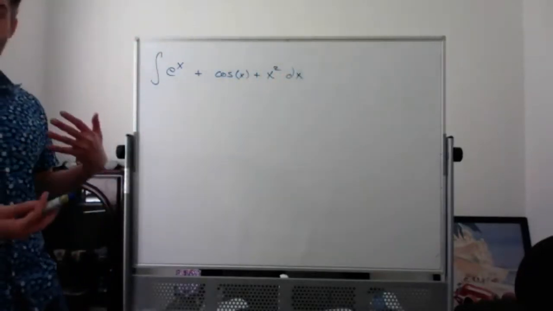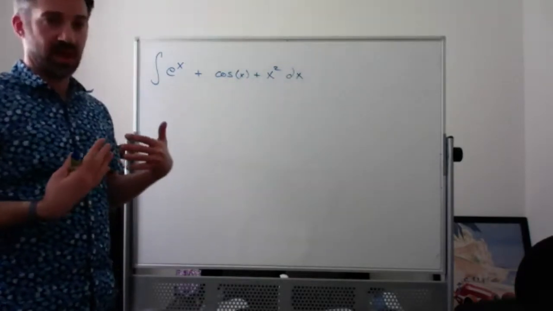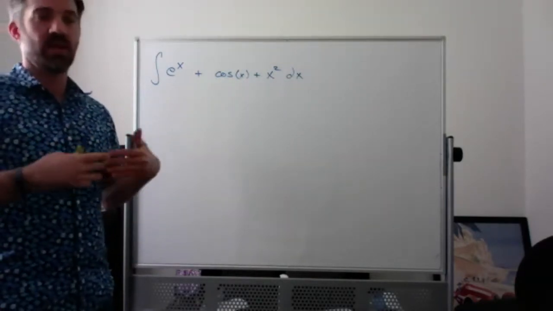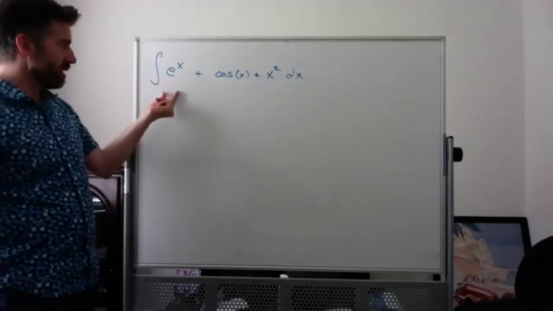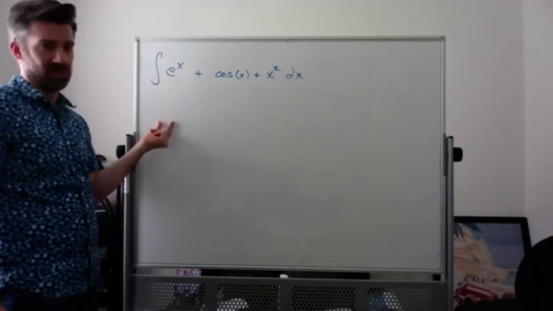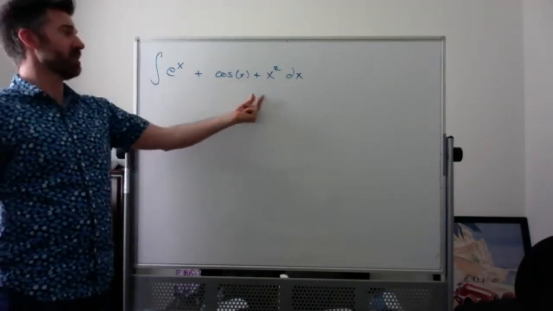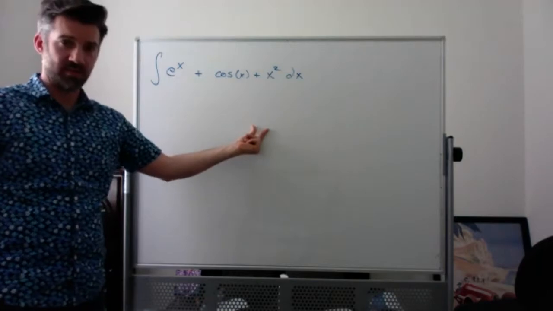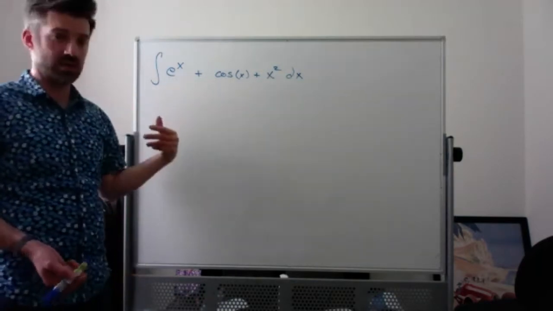So just like with derivatives, antiderivatives, if they're added or subtracted together, you can antidifferentiate them piece by piece, right? If I was differentiating e to the x plus cosine of x plus x squared, my derivative would just be the derivative of e to the x, which is e to the x, plus the derivative of cosine, which is negative sine, plus the derivative of x squared, which is 2x. But since I'm doing the antiderivative, I'm going to do the antiderivatives of each of these functions.